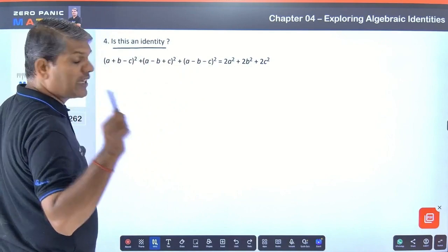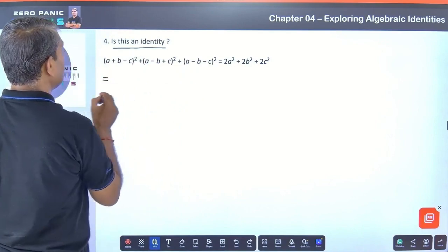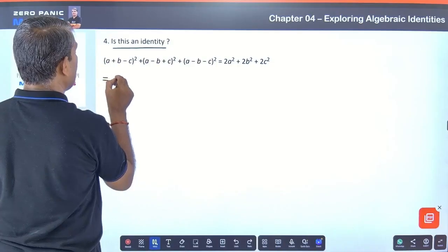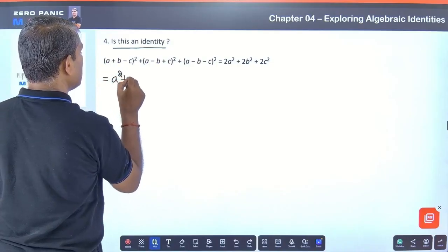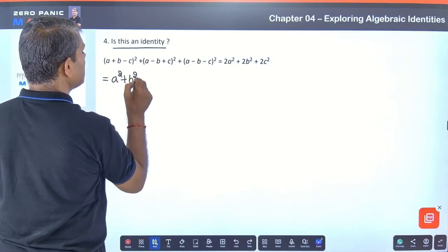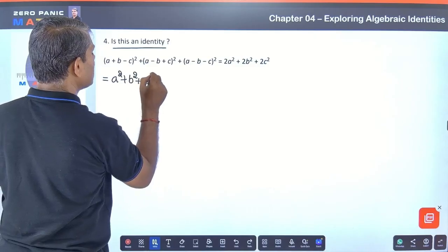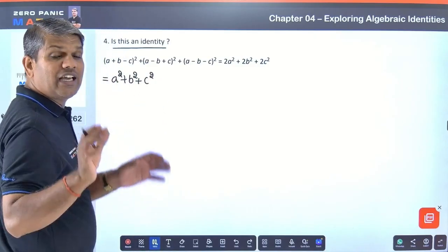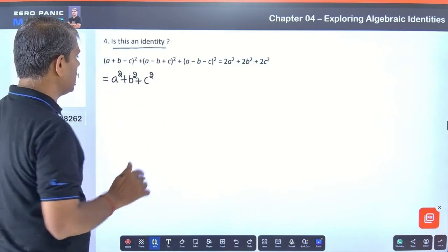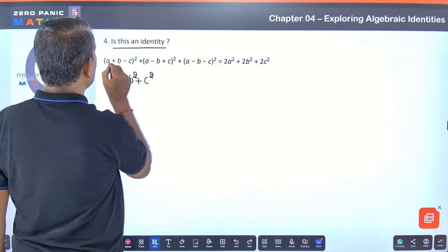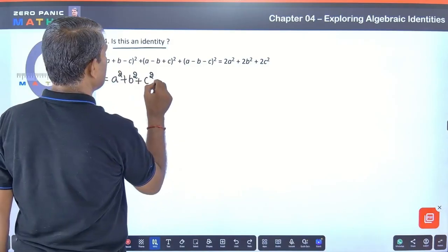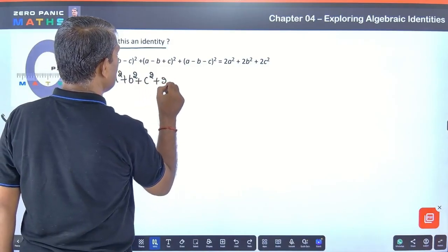Okay, see it carefully here. I'm writing it as a square plus b square plus c square. I can write it as plus c square even though it is minus c, because we are squaring the negative term. Now it is 2ab, so I can write it as plus 2ab.